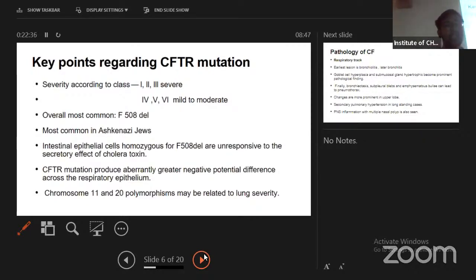This is most common in the Ashkenazi Jews. Intestinal epithelial cells homozygous for the F508 deletion are unresponsive to the secretory effect of the cholera toxin. CFTR mutation produces an apparently greater negative potential difference across the respiratory epithelium. Also, the chromosome 11 and chromosome 12 polymorphism may be related to the lung severity.